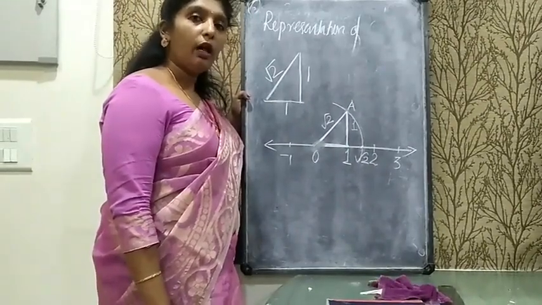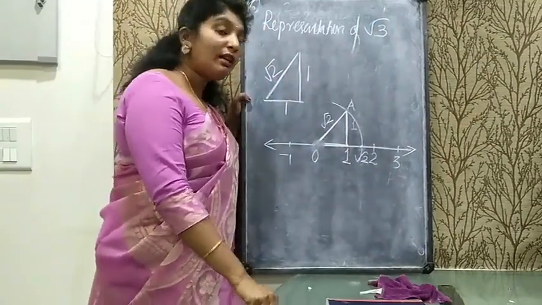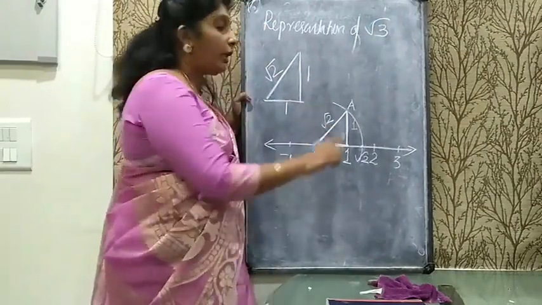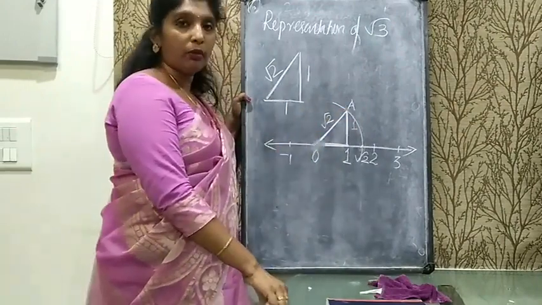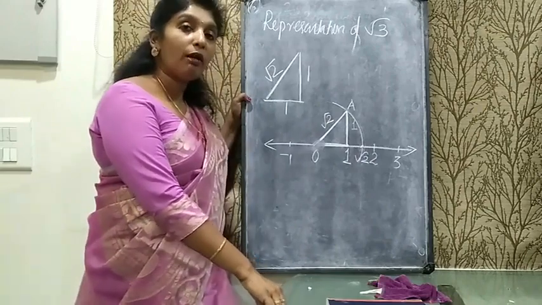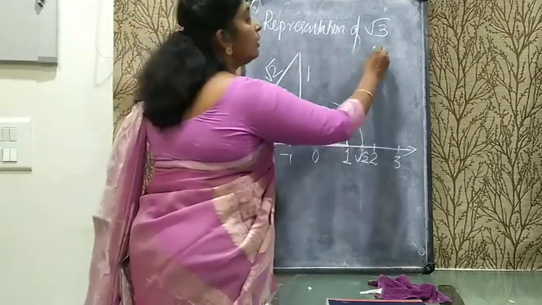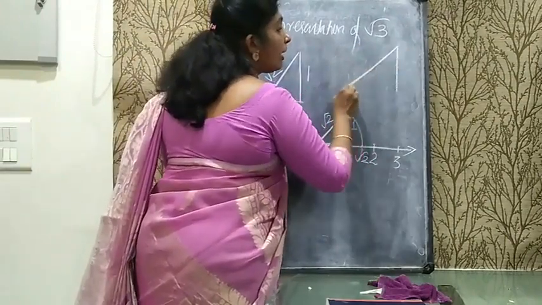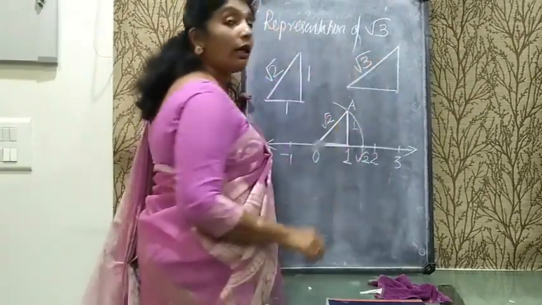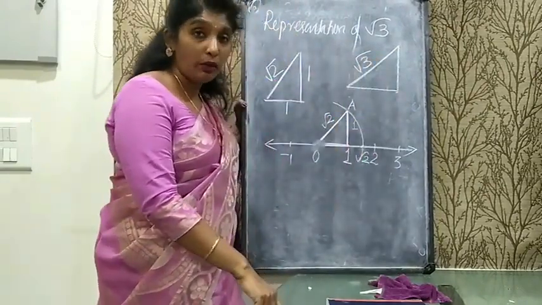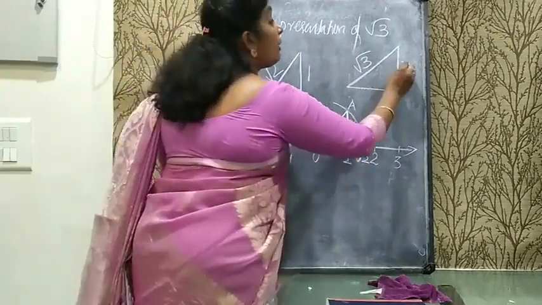Now I will explain how to represent root 3 on a number line. Root 3 is actually the continuation of root 2. We will depend on the root 2, so we will continue in the same number line. First of all, just to remember what I told: for drawing root 3, I have to draw a right angle triangle whose hypotenuse should be root 3. That was the condition which I told. Hypotenuse should be root 3. And what about the perpendicular? Perpendicular should be 1.